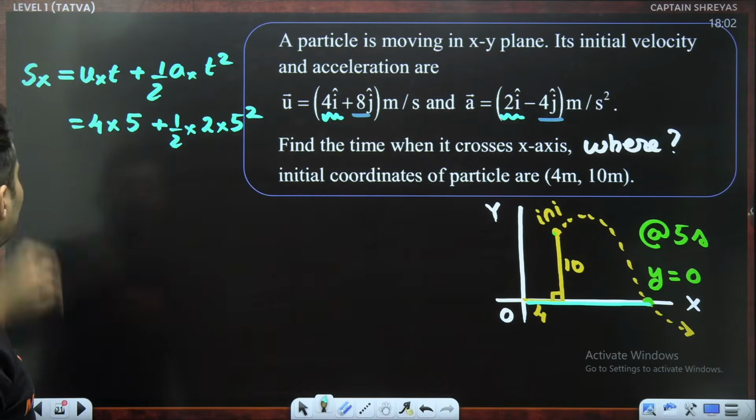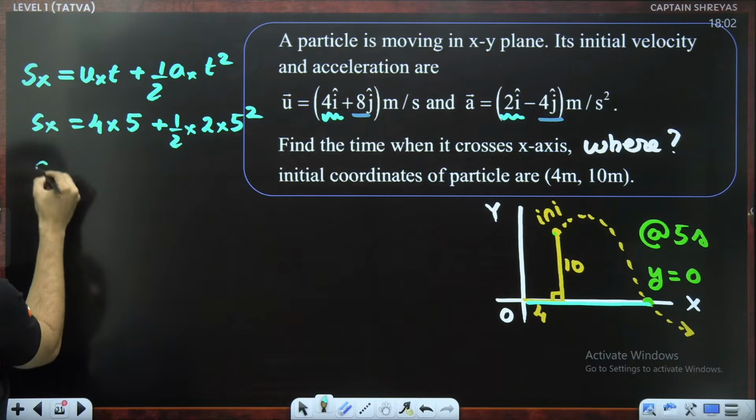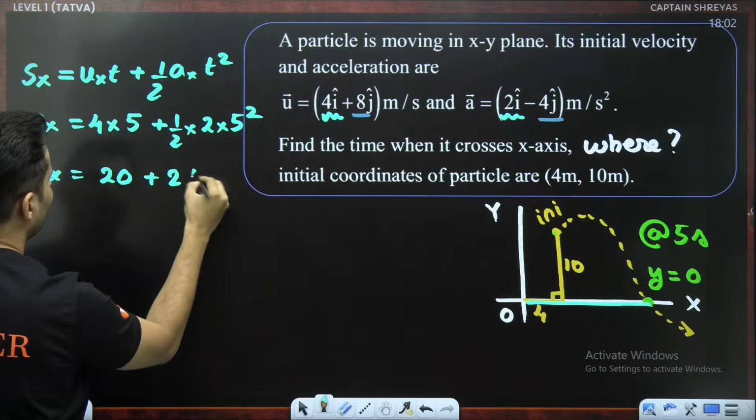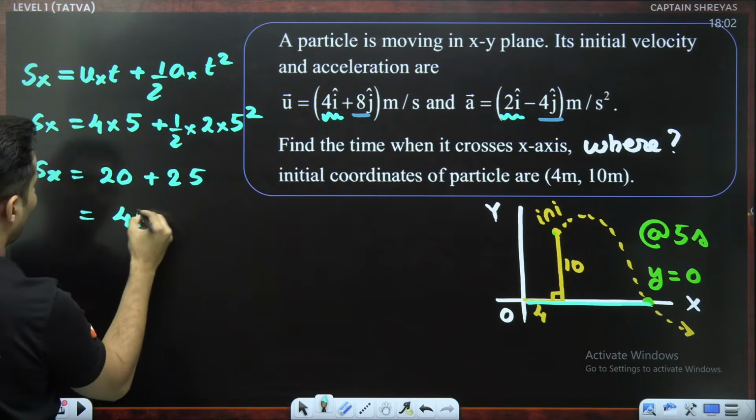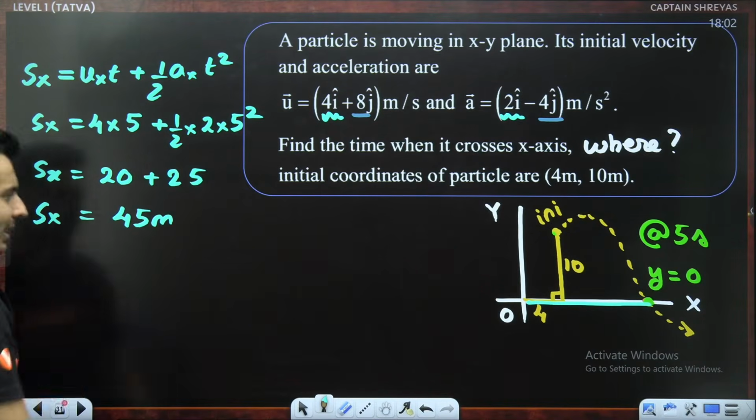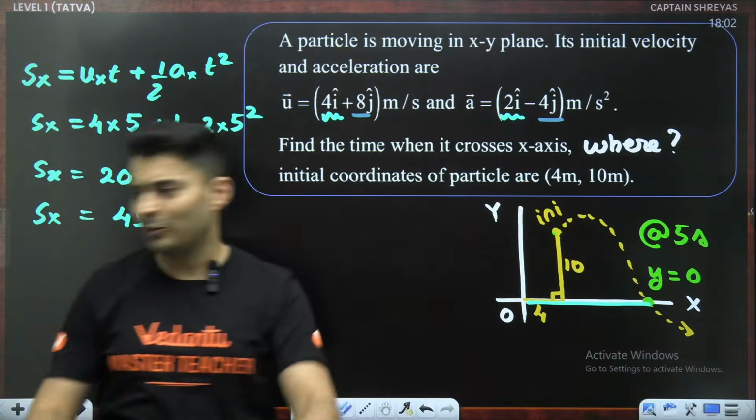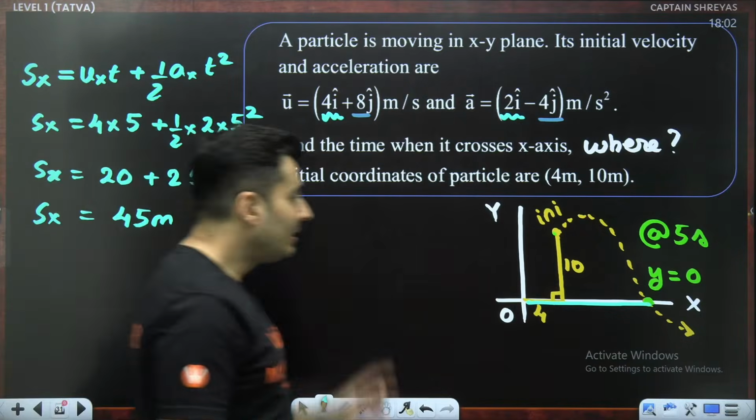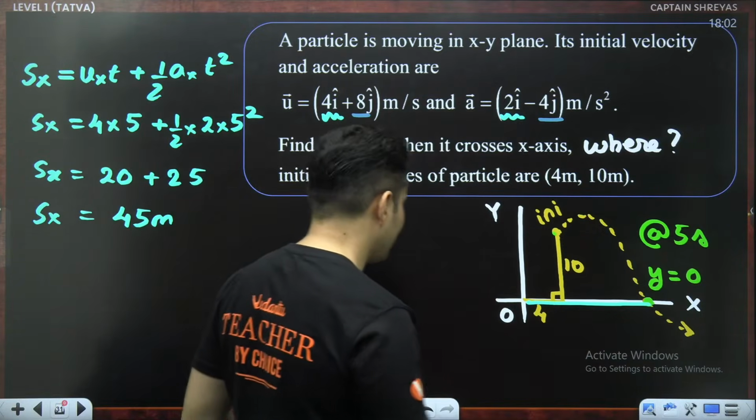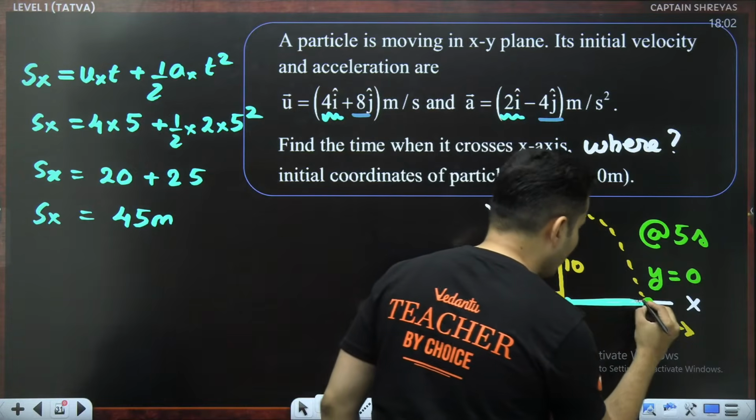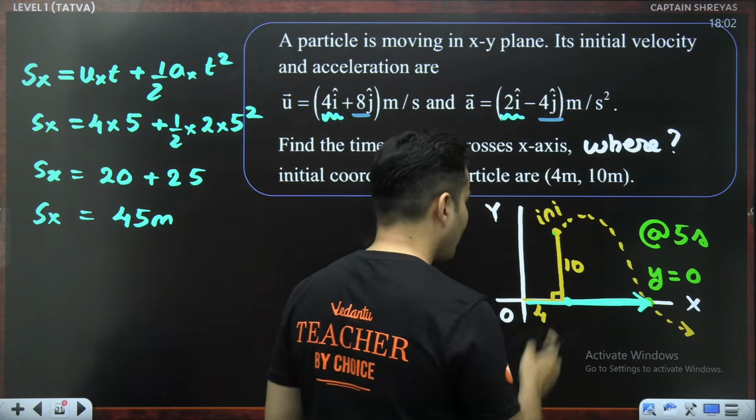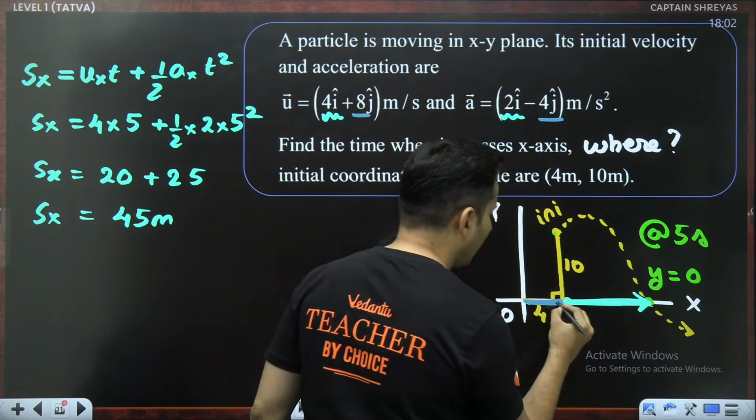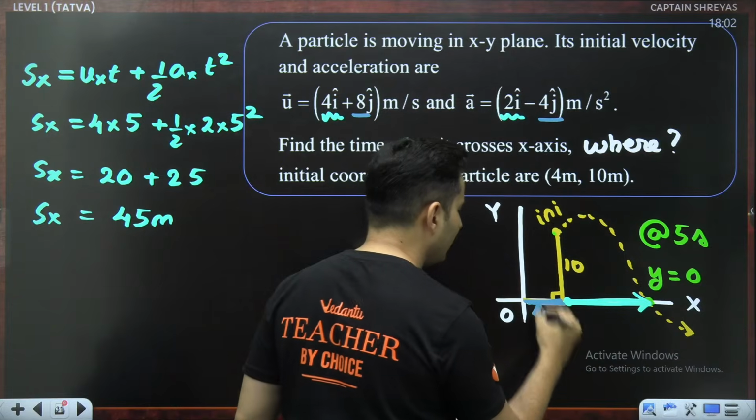So what is remaining? Displacement. How much will this be? This will be 20, the 2 cancels, this will become 25, so 45 meters. So the displacement is 45 meters. Be very careful, the answer is not 45. Displacement being 45 means from here to here is 45 meters, but it already had some x coordinate, which is 4.